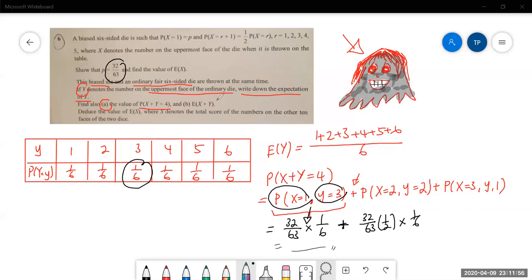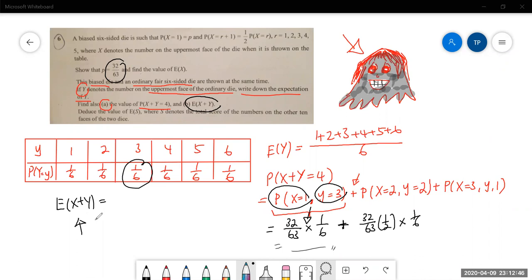Then after that, they want you to find the expectation of x plus y. So how to find expectation of x plus y? What are they testing? Understand what's the setter's intention here. The job scope of the setter is to take away marks from you so that they can distinguish the A from the B, from the C, from the D. But your job is to not let them do that.